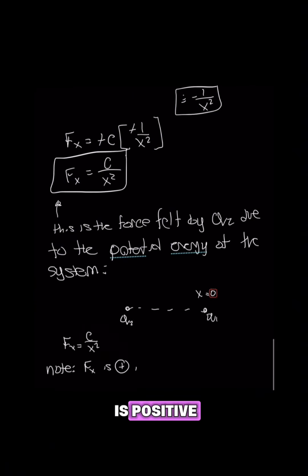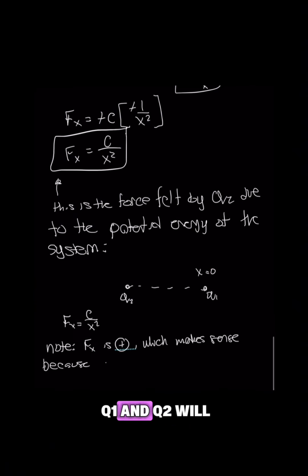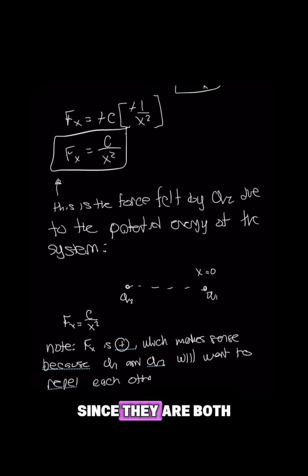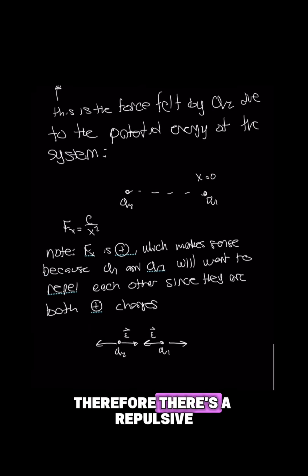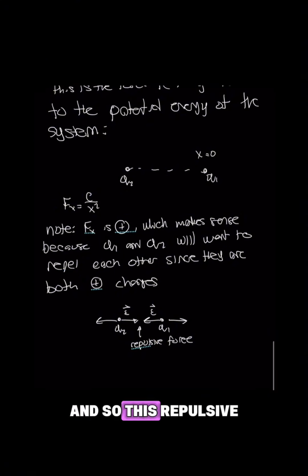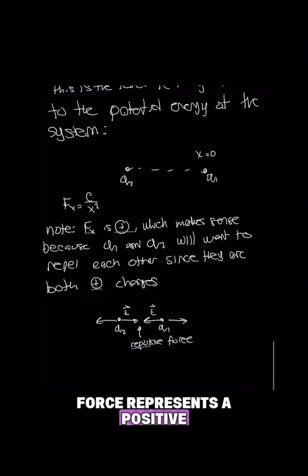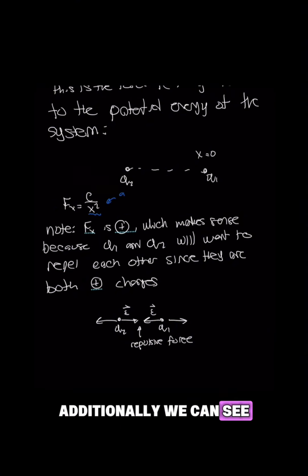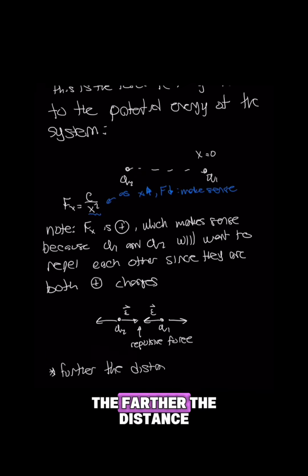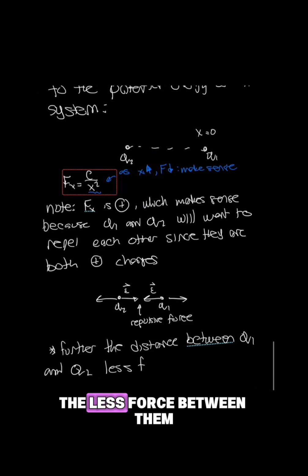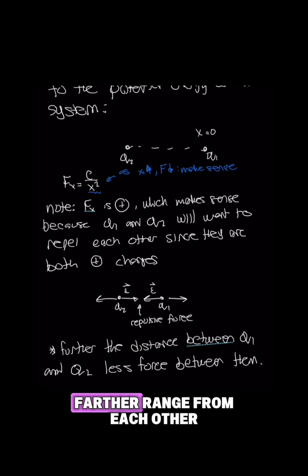Note, F of x is positive, which makes sense because Q1 and Q2 will want to repel each other since they are both positive charges. So their electric fields oppose each other, therefore there's a repulsive force between them. And so this repulsive force represents a positive force. Additionally, we can see that as x increases, the force decreases, which makes sense because the farther the distance between Q1 and Q2, the less force between them, since they're at a farther range from each other.